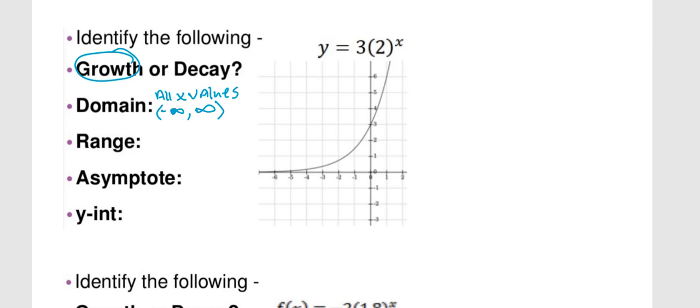For y, it's going to be open at 0, because this can't be 0, and it's going to go to positive infinity, because you can't include positive infinity, it can't be closed off. And then the asymptote is going to be the x-axis, or y equals 0. And the y-intercept is this point here, where it touches the y-axis. So it's going to be 0, 3.